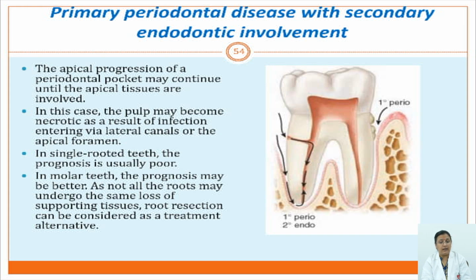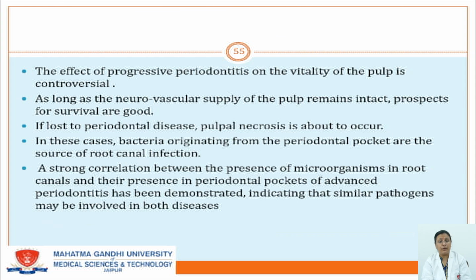In single rooted teeth, generally the prognosis is poor, but in molars the prognosis is better because not all the roots suffer from loss of support. If loss due to periodontal disease occurs, then pulp necrosis is about to occur. So, we have to endodontically treat the tooth, that is, root canal treatment should be performed first, then periodontal intervention should be carried out.